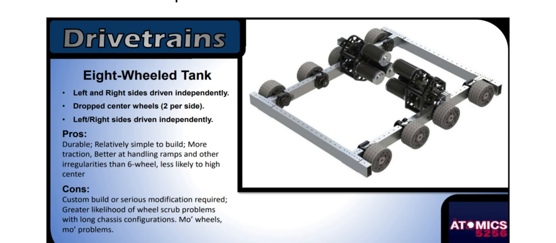So an eight-wheel drop center, you don't really get much more out of it. It's not that much better compared to a six-wheel. Obviously, you get a little bit more traction, but it's not significant. And it is definitely a lot harder to build. In this case, you have your two wheels in the center that are dropped down, and the two wheels on the outer sides on each side are up. So that's how that one works.